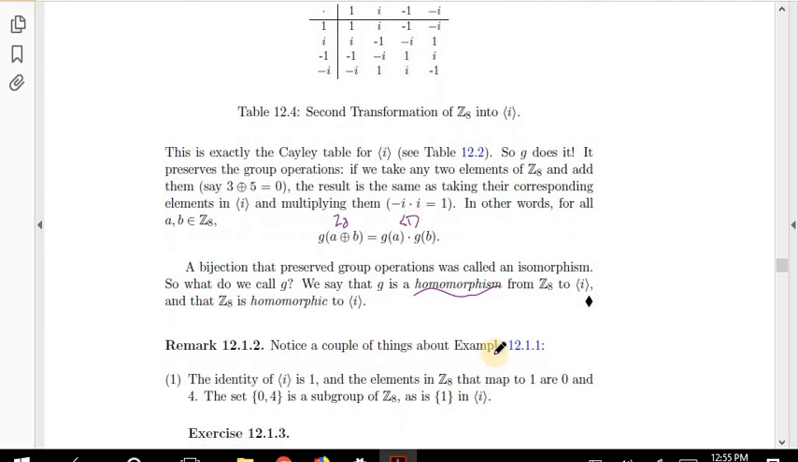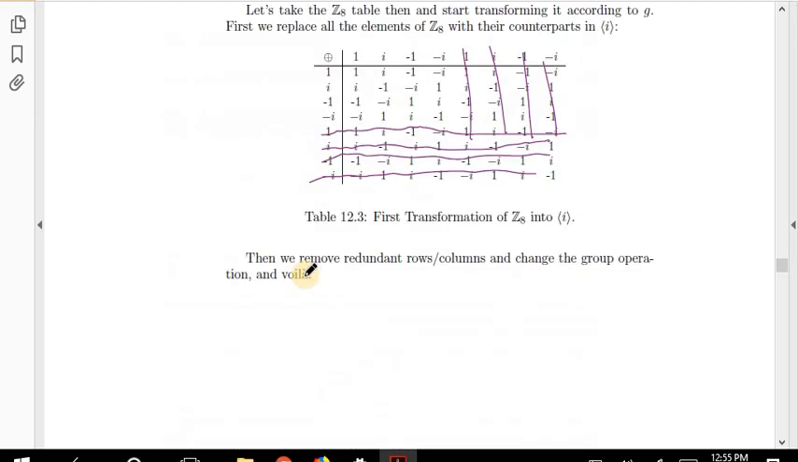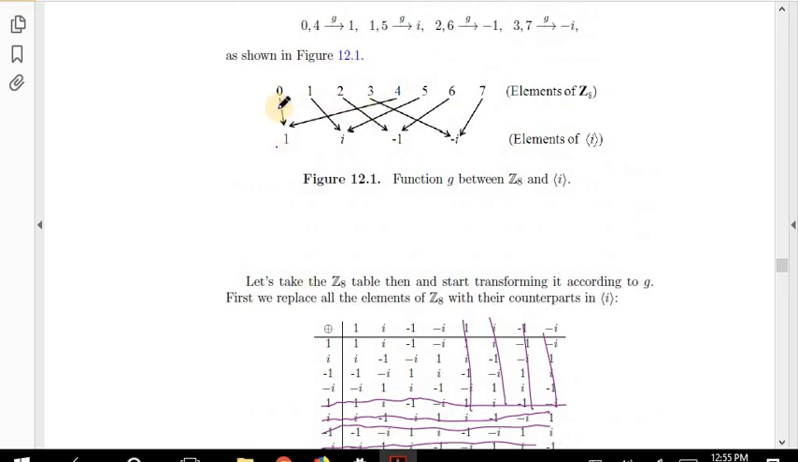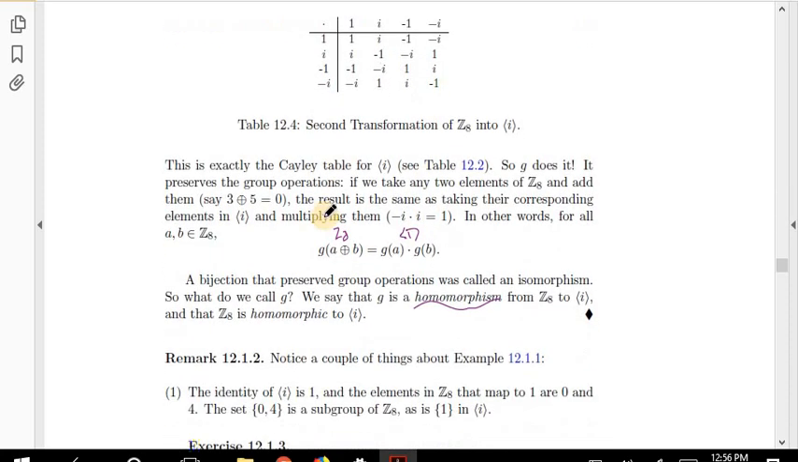Okay. Now we can notice some things. In our function in this example, we did have the identity mapping to the identity, and we also had that the set {0, 4}, which mapped to the identity, was in fact a subgroup of Z8, right? Because 4 plus 4 is 0 in Z8. So a subgroup of Z8 mapped to the identity of the cyclic group generated by i, the fourth roots of unity. So that's one thing.